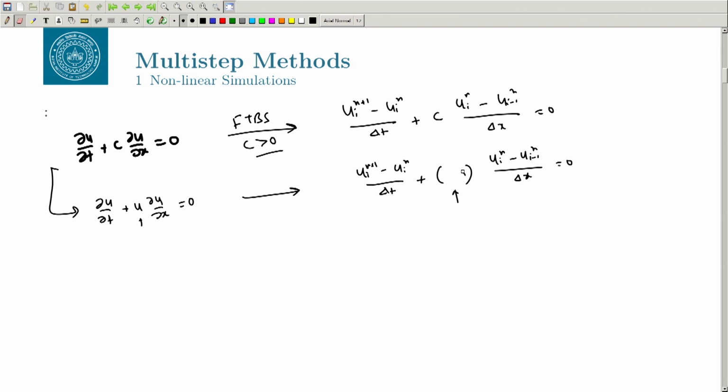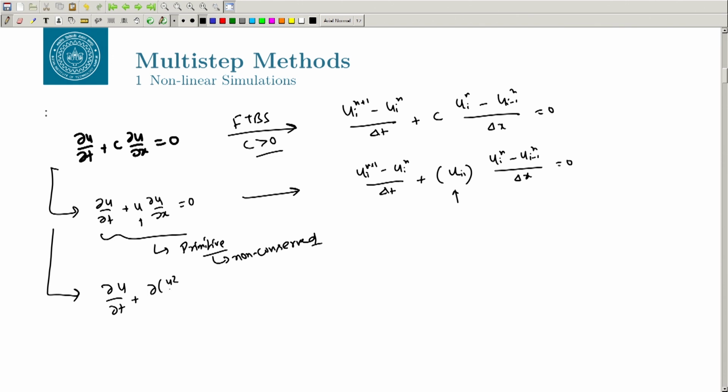This is in the primitive variable, or you can call it the non-conserved form of the equation. What we can still do is write it as del u by del t plus del (u square by 2) by del x equal to 0. You can write f equal to u square by 2. Then this is del u by del t plus del f by del x equal to 0.